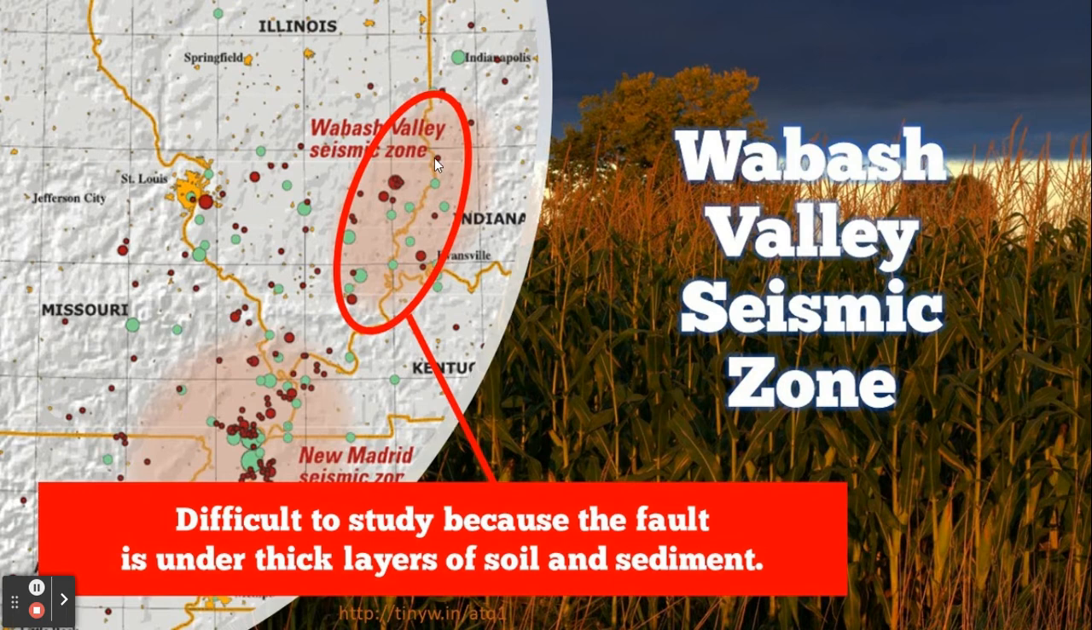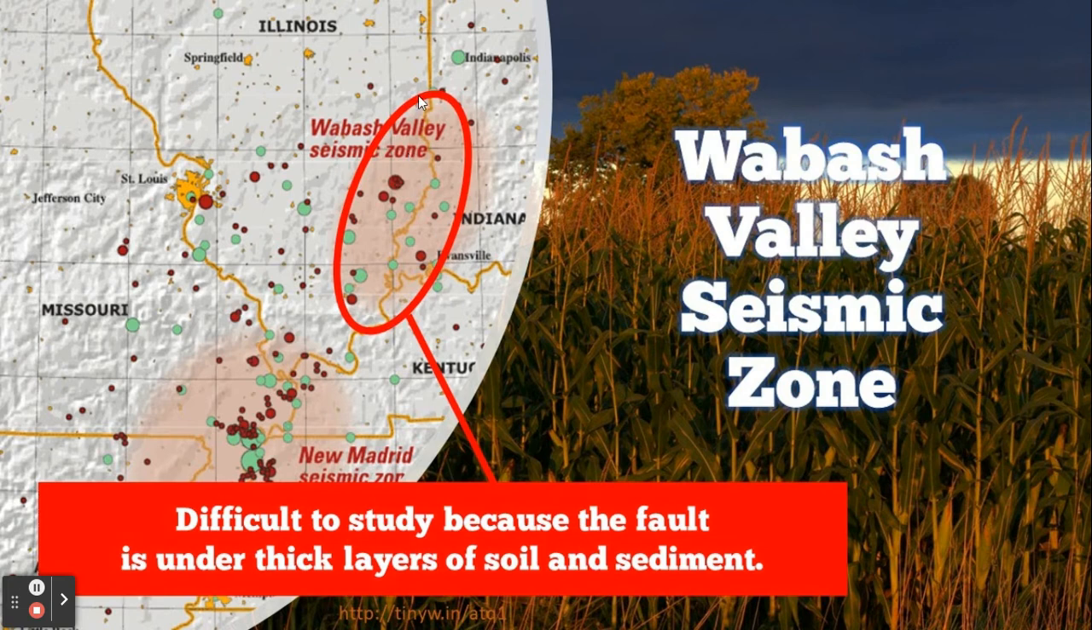They all happen along this piece of a fault called the Wabash Valley Seismic Zone. This is part of that whole story about the rifting of North America that happened about 1.1 billion years ago, where the North American plate tried to tear itself apart. This is part of where that fault started happening, where the continental plate started to rift.